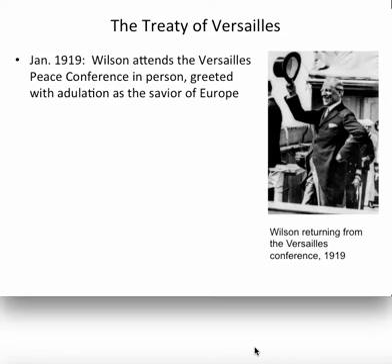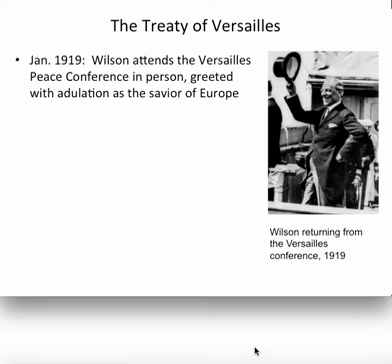Wilson decided to do something very unusual for an American president at that time, which was to go personally to the peace conference, which was held at the Palace of Versailles near Paris in France. It was very unusual for presidents to leave the country back then, but he went in person, and before he went to Versailles, he toured around all over Europe, and everywhere he went, there were parades, and people came out and threw flowers in his path and the street and hailed him as the savior of Europe, with almost messianic overtones.